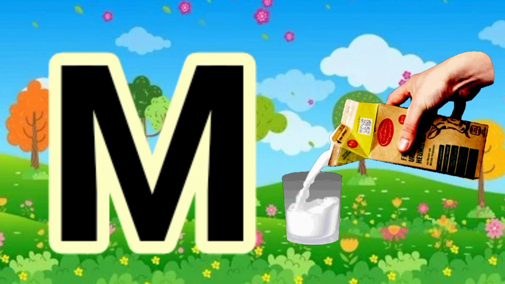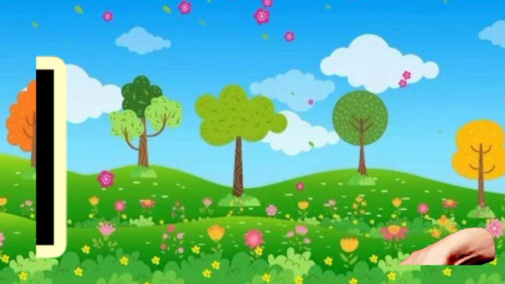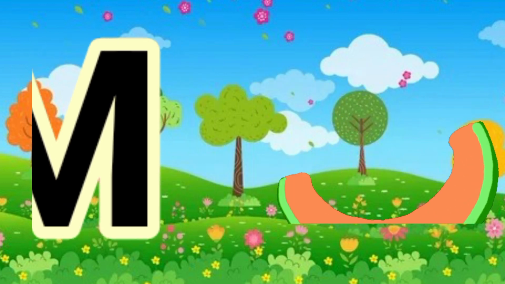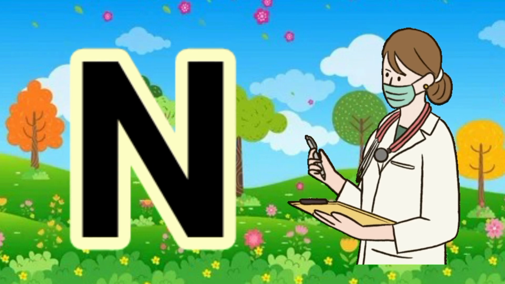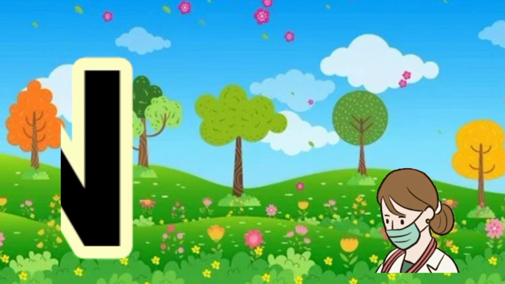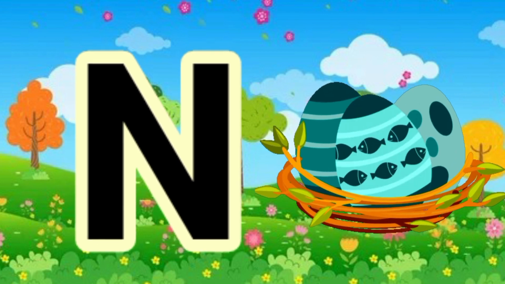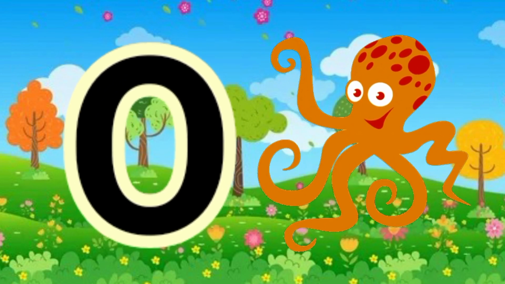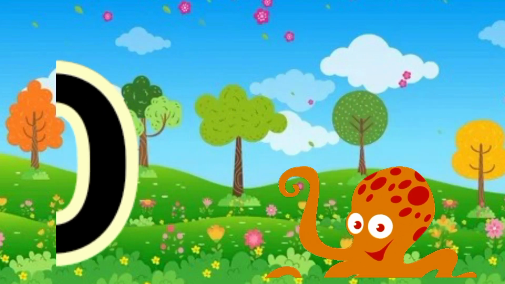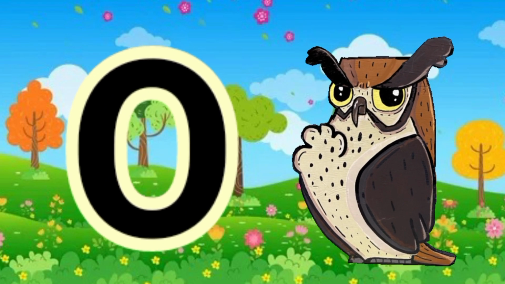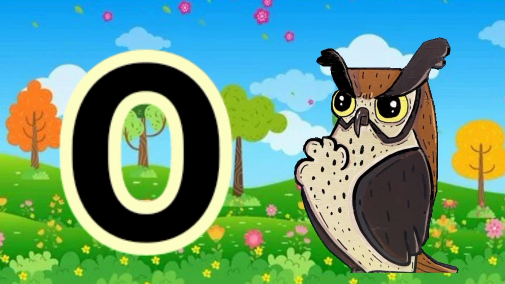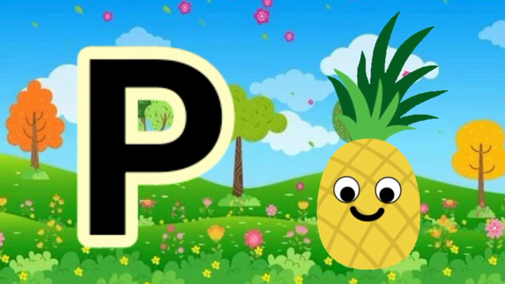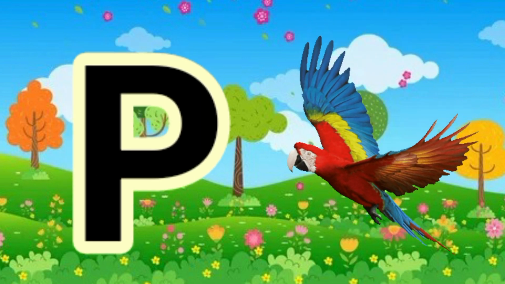M for milk. M for melon. N for nurse. N for nest. O for octopus. O for owl. P for pineapple. P for parrot.